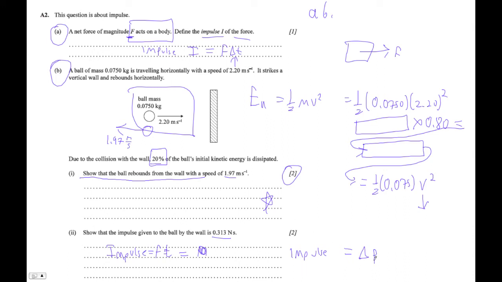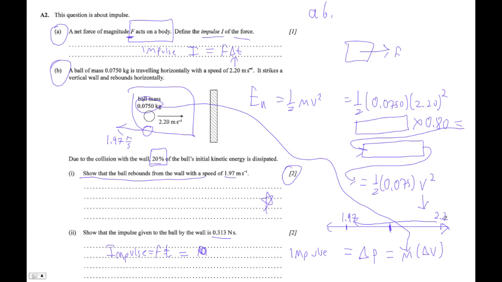So what you're going to do is, change in momentum is mass times change in velocity. Now remember, the change in velocity is a big number. The mass is just the 0.075, so plug that in there. But the change in velocity is from positive 2.2 to negative 2.2. I think they just want the absolute value of it. So 2.2, and it's going the other way at 1.97. So you ultimately end up adding those two values together, the 1.97 and the 2.2, to get the change in velocity. And then you'll get 0.313 newton seconds.